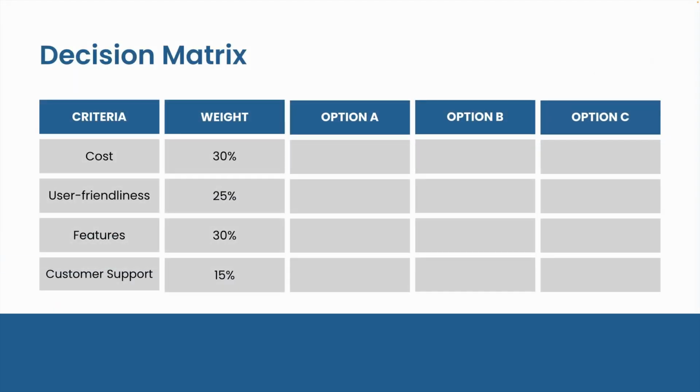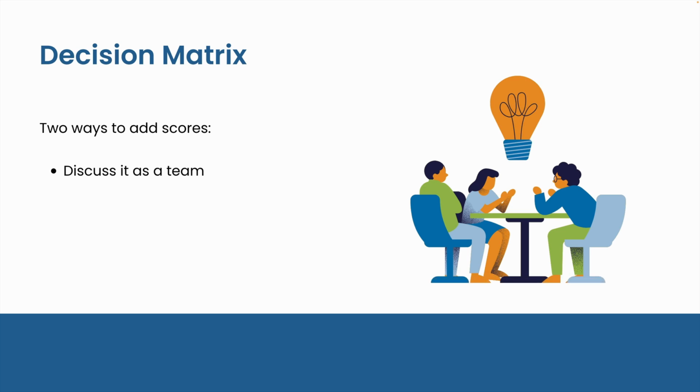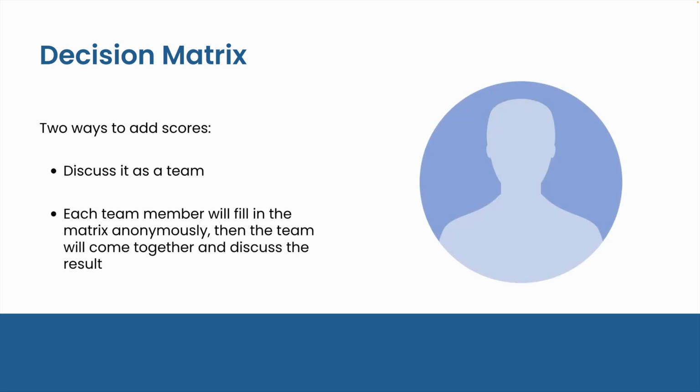So let's put this into a matrix, which might look something like this, with A, B, and C being the different software products available to us that we're considering. Then what we need to do is actually add our scores to this matrix. Now, there's perhaps two ways to do this. You can either discuss it as a team and have one person as the scribe who actually writes the scores into the matrix. Or another way that you might want to do it is to give each team member a version of this matrix and they all fill in what they think anonymously, and then you come together and discuss the results. The advantage of that, of course, is that you avoid that group think.